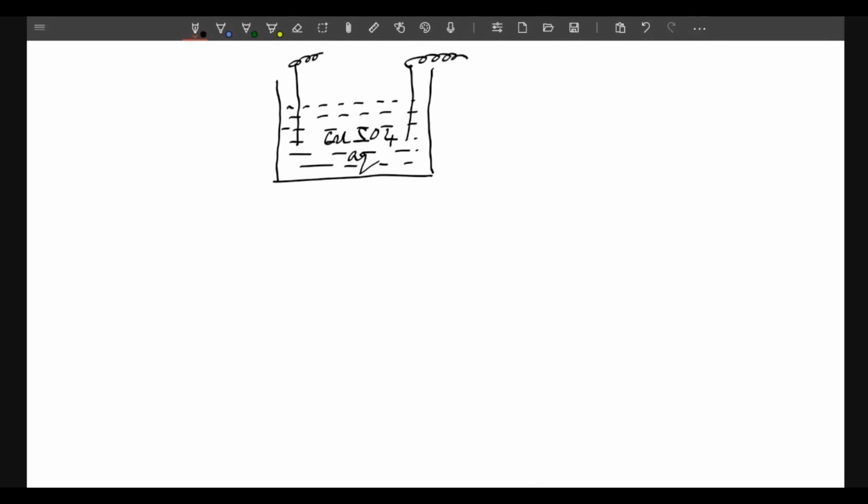Electrolysis is done. What is the product? The nature of the species liberating at the anode and liberating at the cathode. What about the pH of the solution as electrolysis is going on?